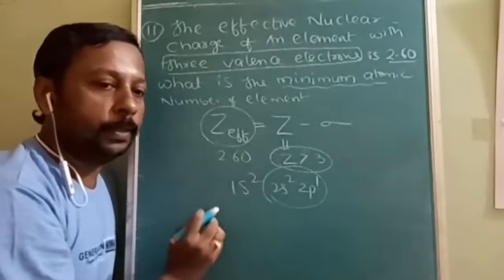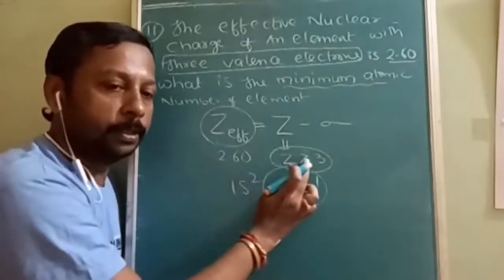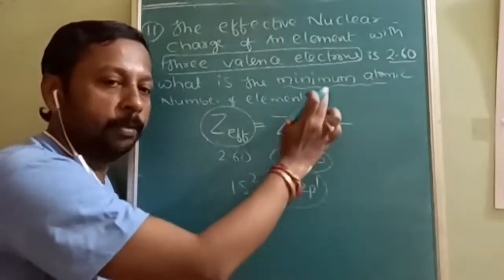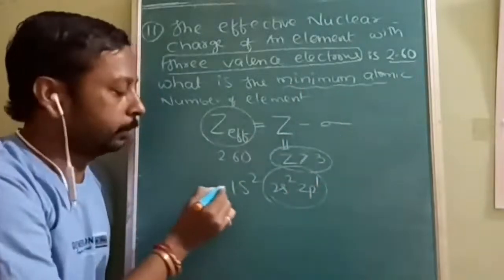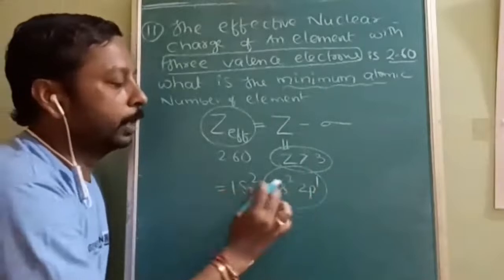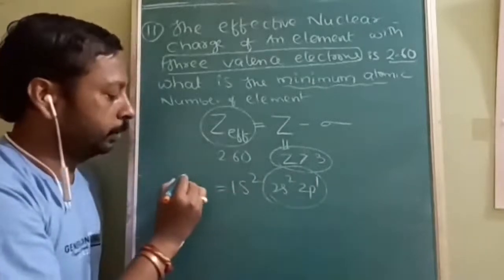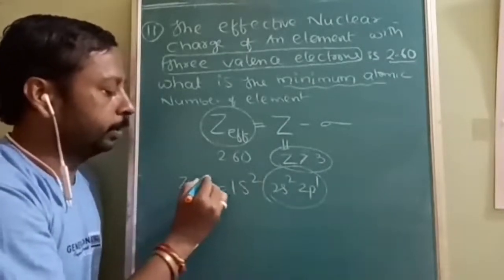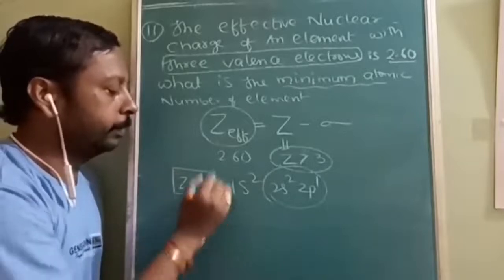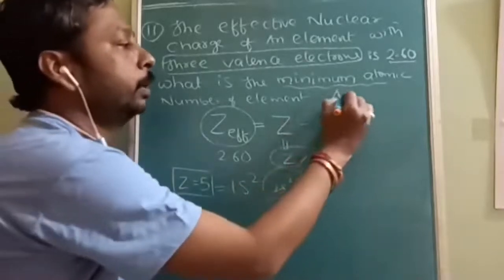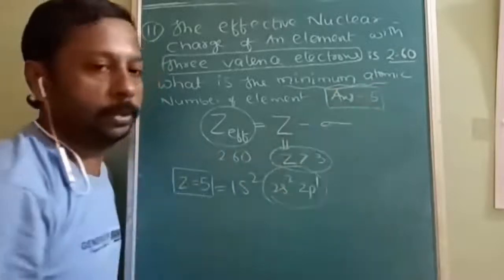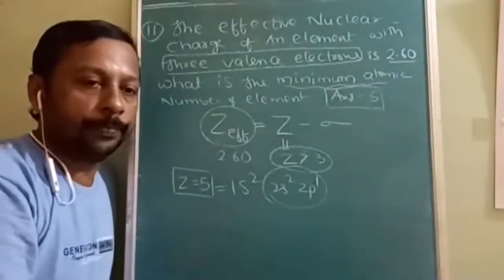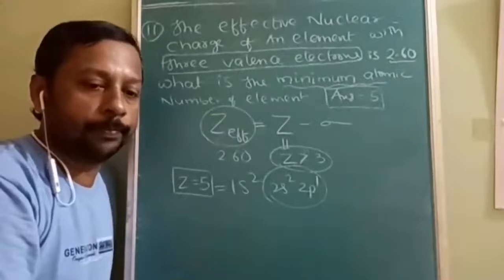Atomic number is greater than 3 and minimum atomic number. So all three conditions are satisfied with this electronic configuration. As it contains 5 electrons, atomic number is going to be 5. For this question, answer is 5. That is how to solve this question. Is it understood now? Let's go for the next question.